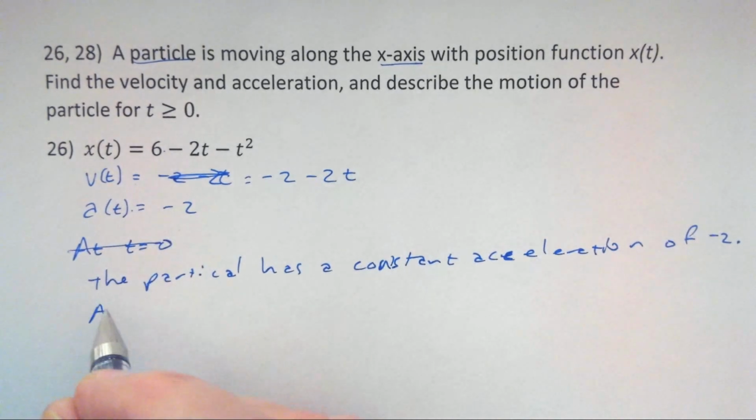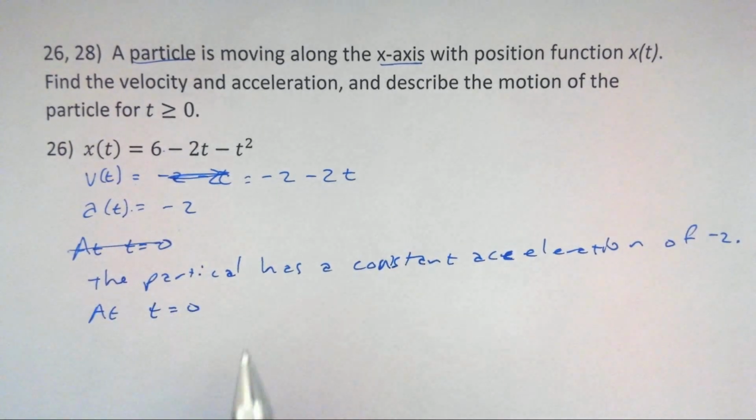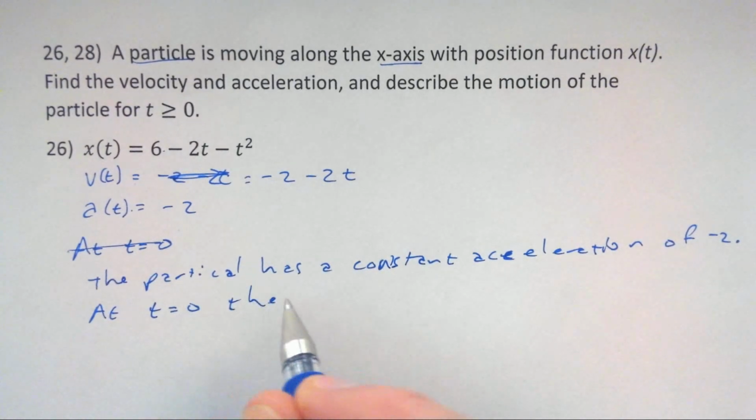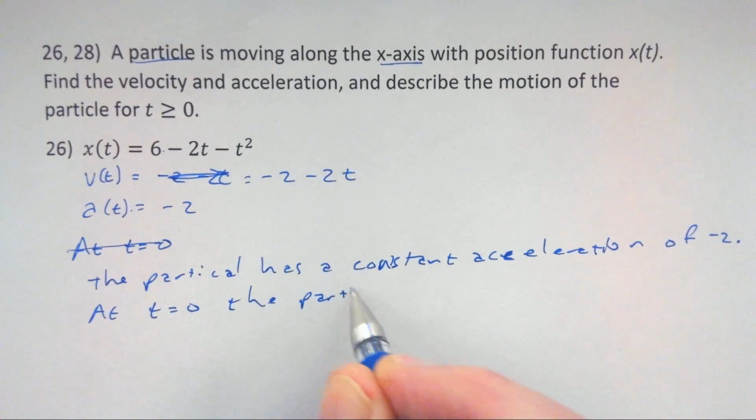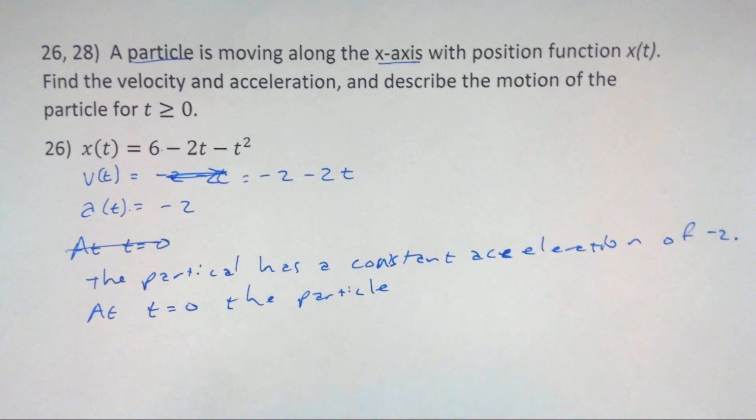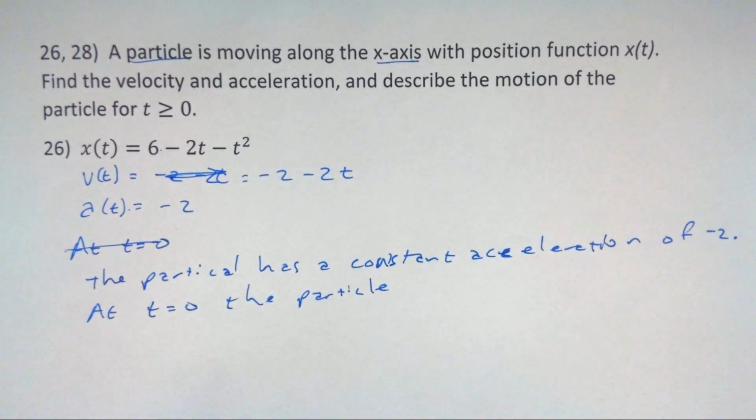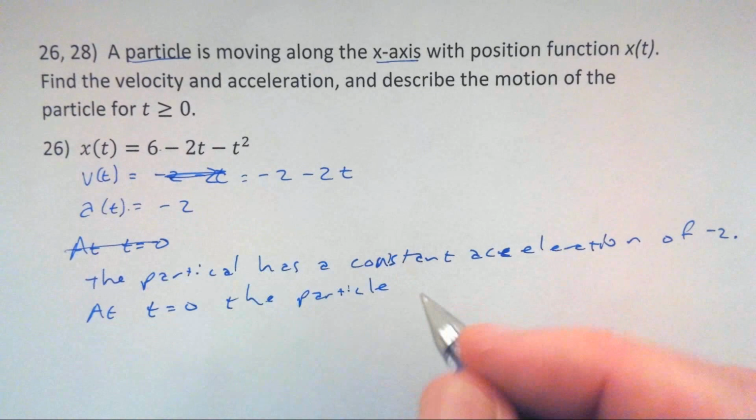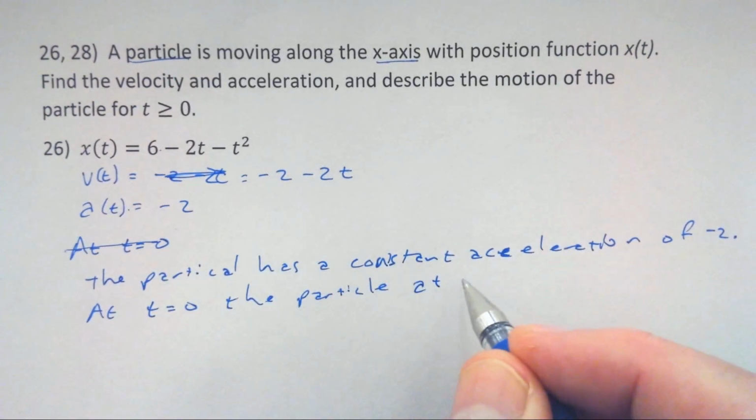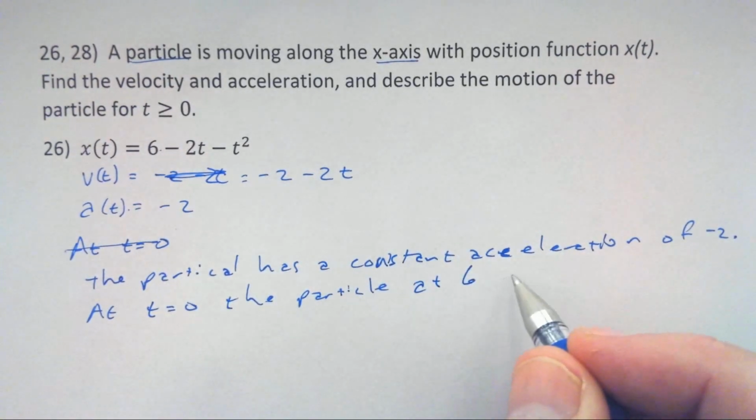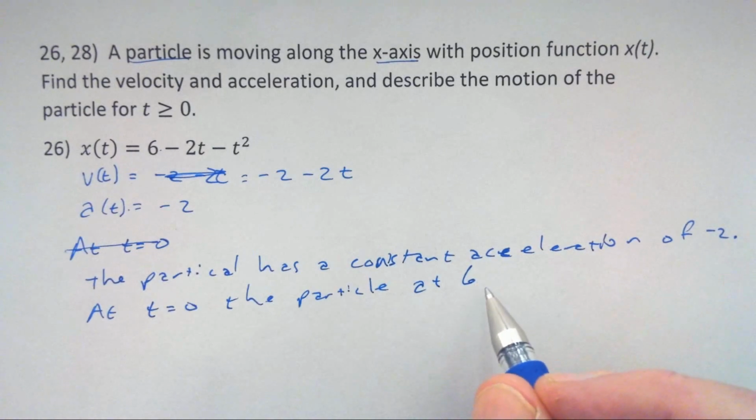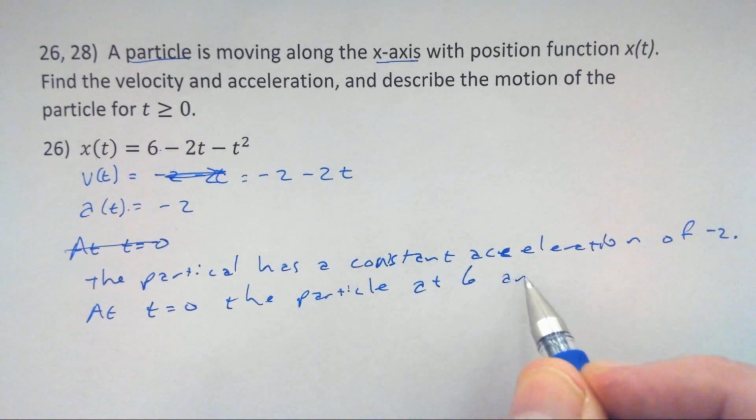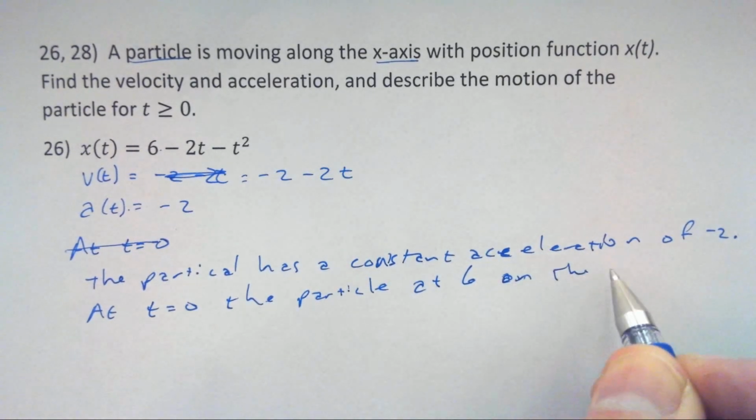And then I could say at t equals 0, the particle, we're going to say particle. We don't want to be talking about it, and we're like, okay, is that the particle? Is that the graph of? We're going to be specific, no pronouns. The particle is at 6, or 6 to the right, is at 6 on the axis.